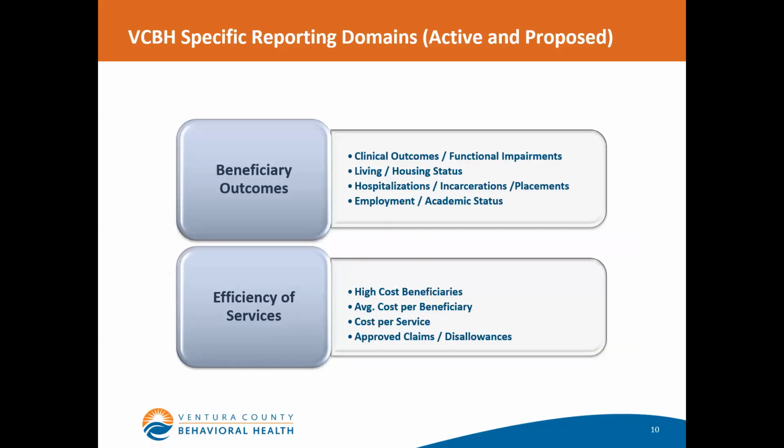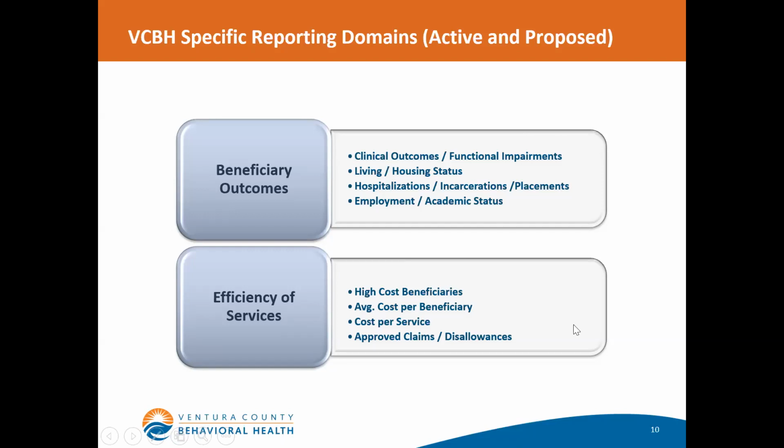And then we have beneficiary outcomes, and this is probably the area most in need of improving our data gathering and reporting, focusing specifically on clinical outcomes for our clients, their level of functional impairment, their living and housing status, hospitalizations, incarcerations, and placements, and again, the employment status and academic status for our youth. This is an area we're really focused on currently in building more reports and doing a better job at providing that information to our operations and our stakeholders.